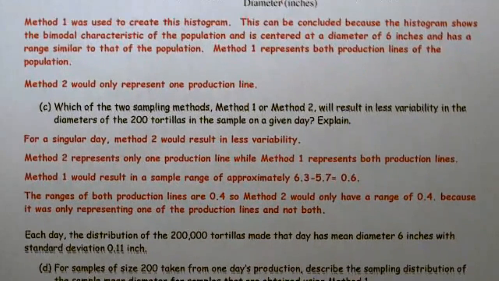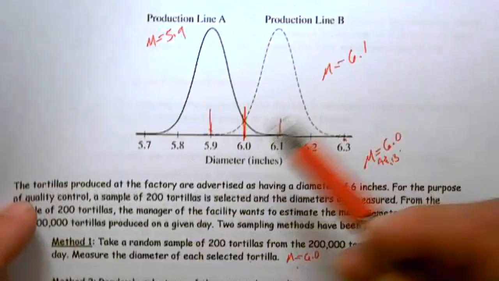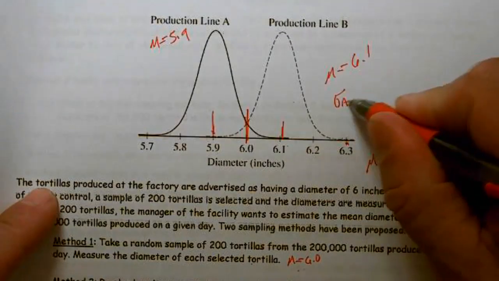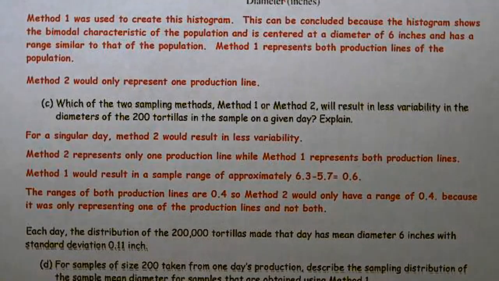So each day, the distribution of 200,000 tortillas made that day has a mean diameter of 6 with a standard deviation of 0.1. So what they're saying is our mean is here, and a standard deviation of A and B together equals 0.11. All right.